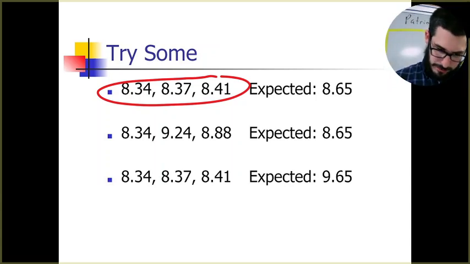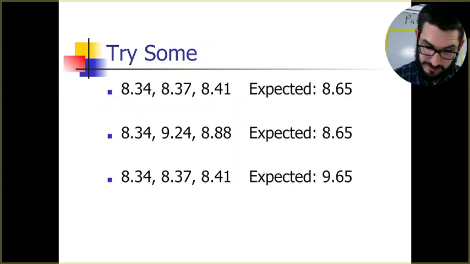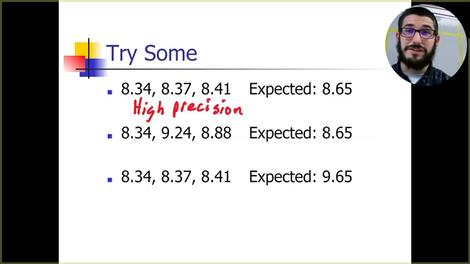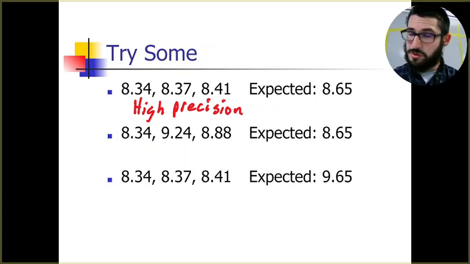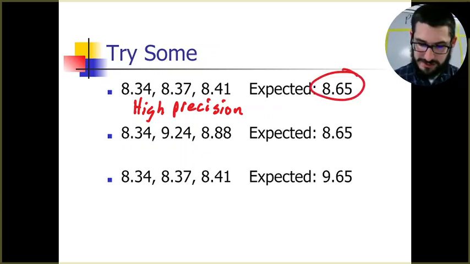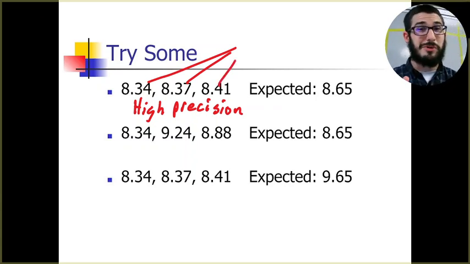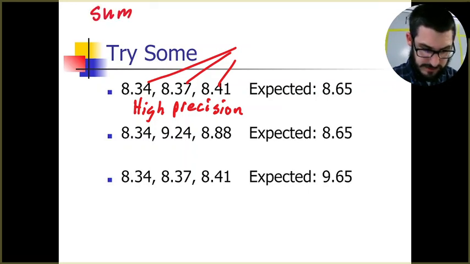8.34, 8.37, 8.41, all those are just a couple of hundredths off, so those are high precision. And then we've got to figure out, are they close to each other, or close to the accepted value, the expected. So what you're going to do is you're going to take the average. Do you remember how to make an average?